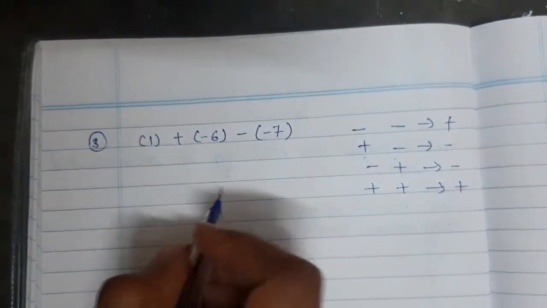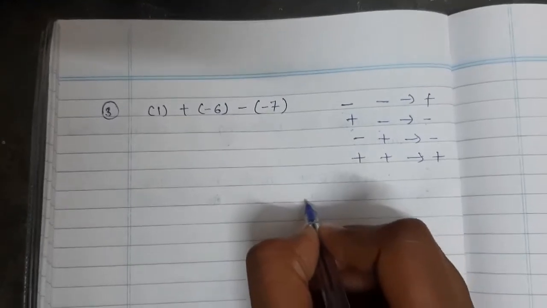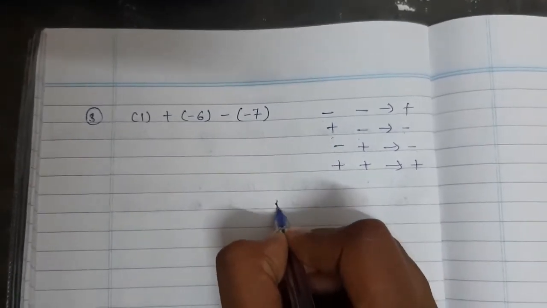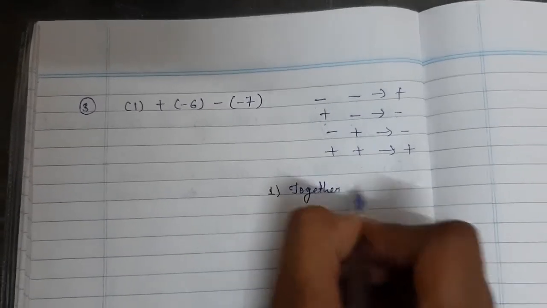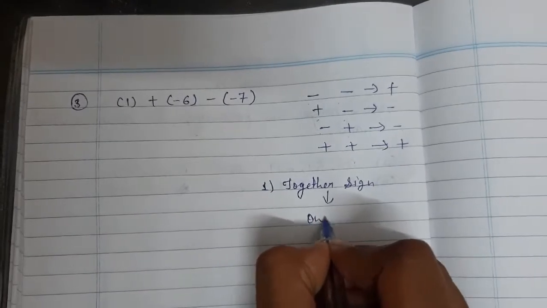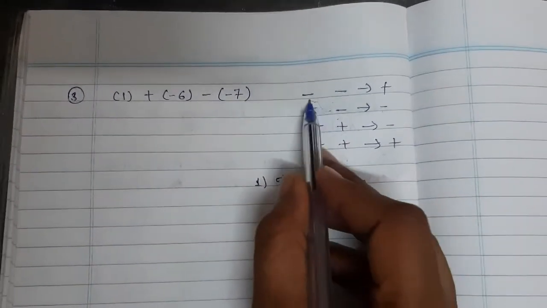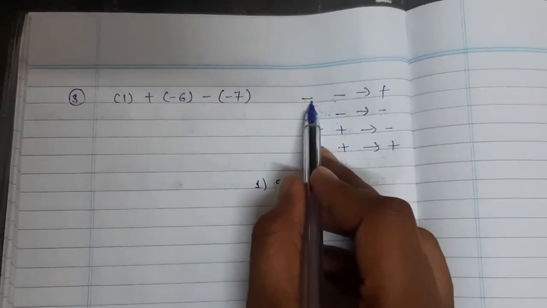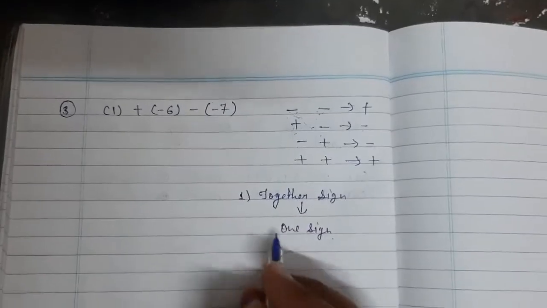This is your question, suppose. Now what is the process? We are going step by step. When you see signs together, convert them into one sign. Together sign means like that, minus minus. If you see one sign next to another sign like that, you have to convert into one sign. This is the first step.